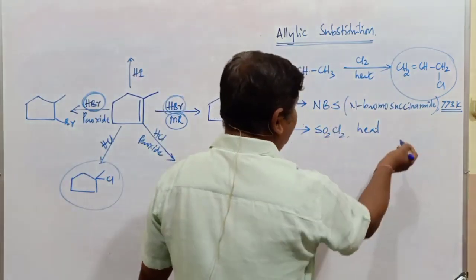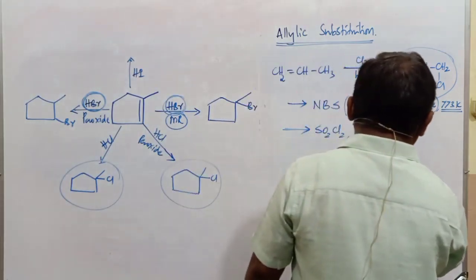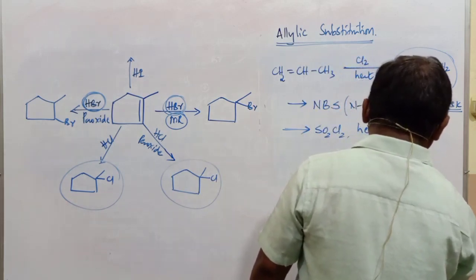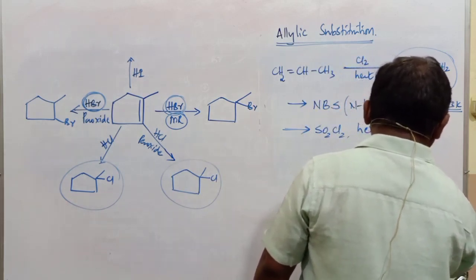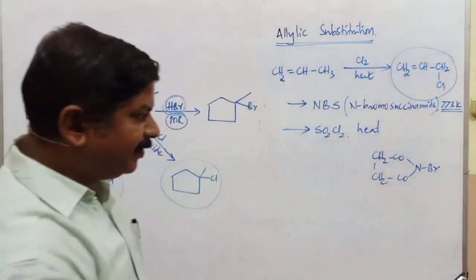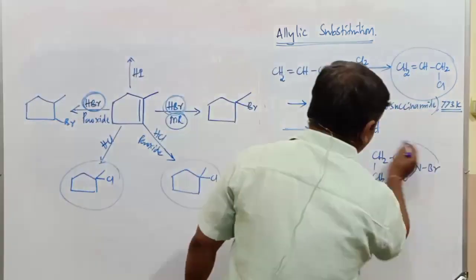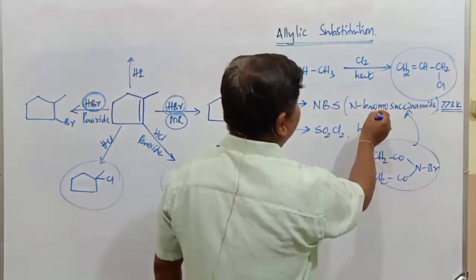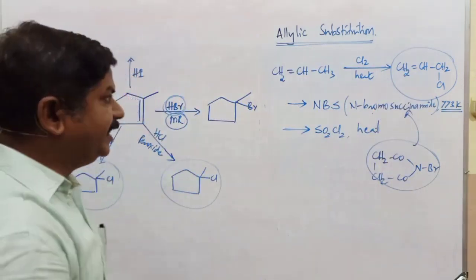Suppose you want to find the N-bromosuccinimide structure. This is CH2, this is CH2, next CO, this is CO, and this is N, and this is Br. Actually, it is a derivative of succinic acid, so this structure is commonly called N-bromosuccinimide. In presence of N-bromosuccinimide, allylic substitution takes place.